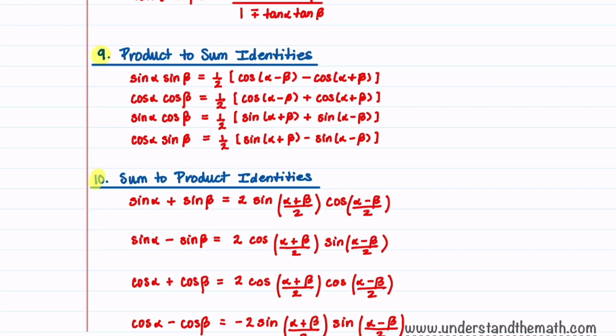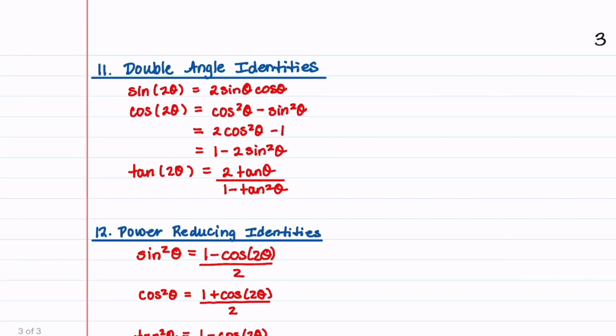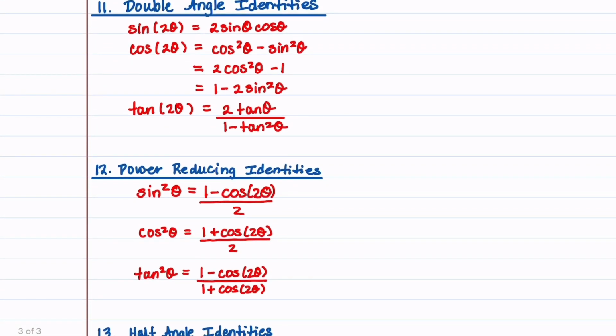Categories 9 and 10 are product to sum and sum to product identities. These identities are used to evaluate trigonometric expressions and are also used extensively in signal processing. The last three categories are double angle identities, power reducing identities, and half angle identities. These identities are used in a wide variety of problems and appear frequently in calculus problems.